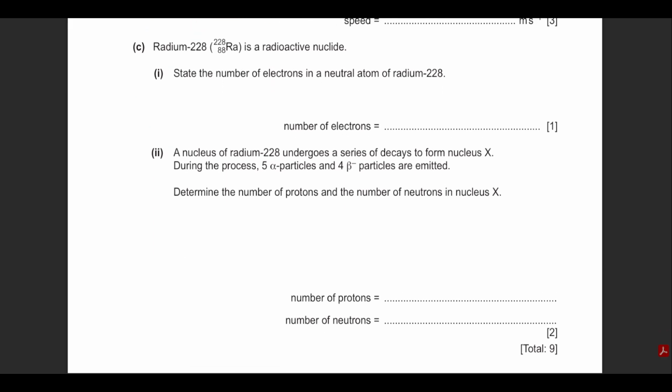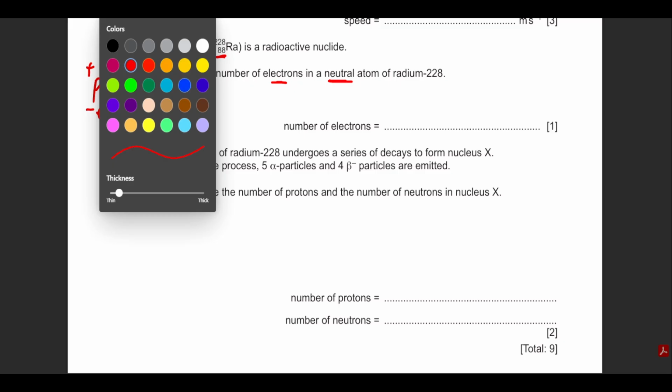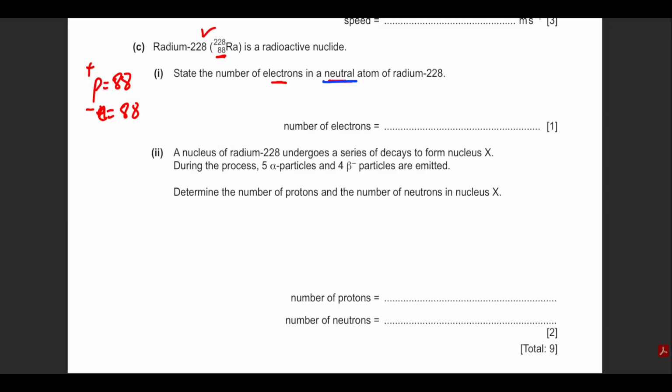Last part, it says radium, XYZ nuclide, state the number of electrons in a neutral atom. So we know that the number of protons in this atom is 88, as written at the base. If it's neutral, then the number of electrons should also be the same, because protons are positively charged and electrons are negatively charged. To balance it out completely, there should be 88 electrons here.